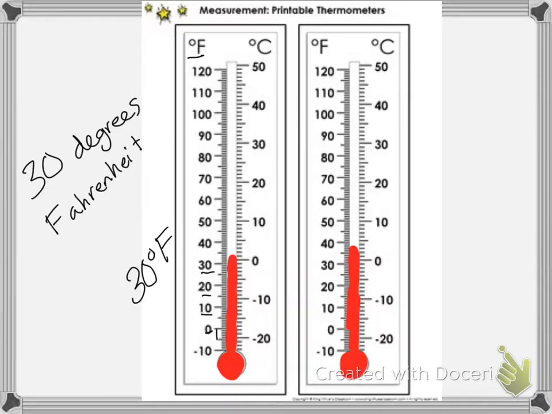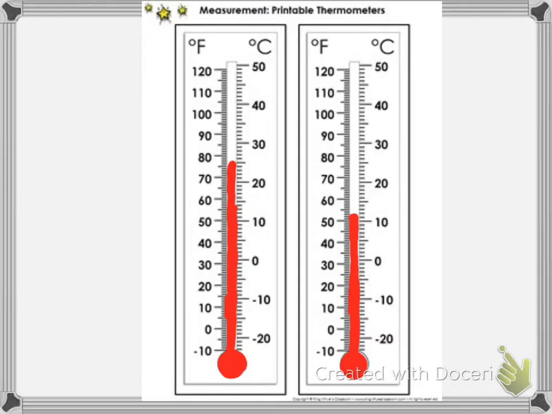All right, what about on this side? On the right side, we can see our line is a little bit closer to the 40 than to the 30. So I would round this and say that it is about 40 degrees Fahrenheit. We use a capital F to show Fahrenheit.